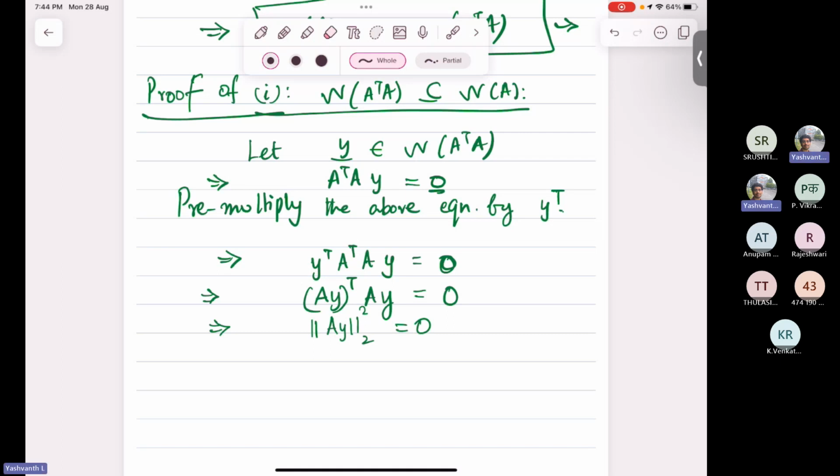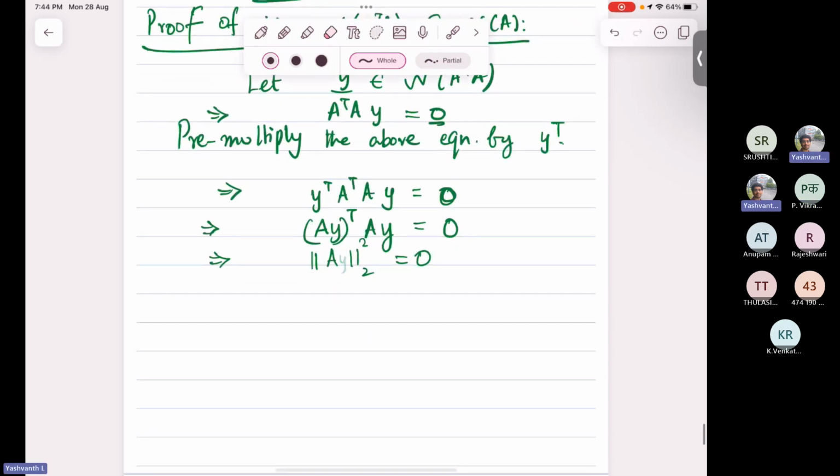Now what is the next step? If the norm of a vector is 0, or the norm square of a vector is 0, then what does it tell about the vector? Y is equal to 0 then? Not Y. AY, AY should be 0. Yeah, correct. AY itself should be 0, because AY is a vector and I'm saying that that vector's norm is 0. That is possible only if the vector itself is a 0 vector. That is a property of norm. A norm is strictly positive for any nonzero vector and it is 0 only if the vector itself is 0. Correct? That means AY itself should be 0.